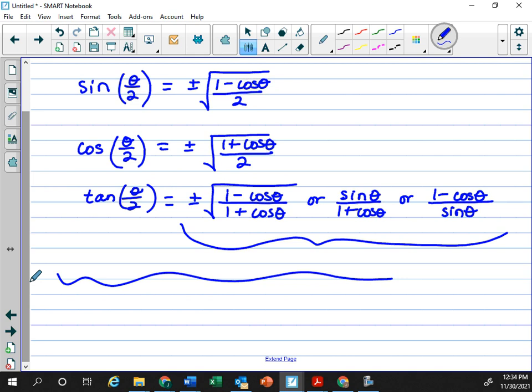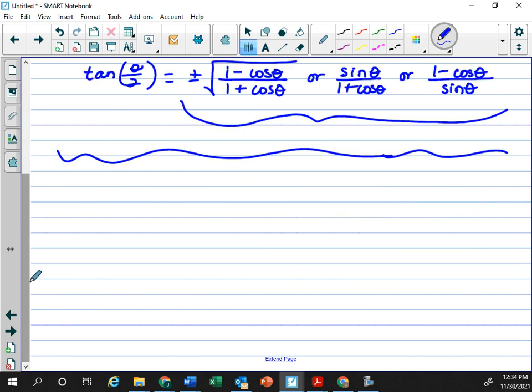Okay. Hang in there, guys. All right. Round number 2. Using the half angle formulas, we are going to find the sine of 7 pi over 8.